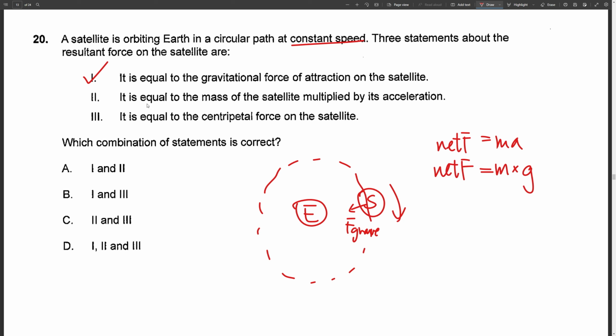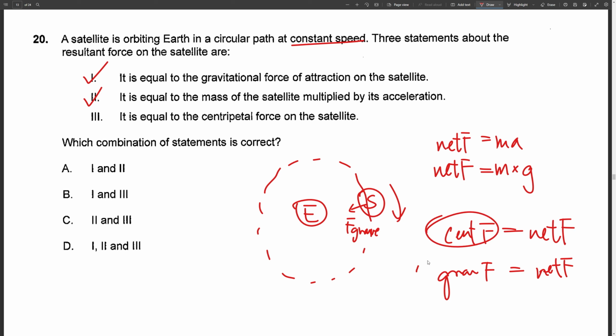The second statement is correct. Lastly, option 3, the centripetal force is provided by the net force. The net force in this case is the gravitational force. Therefore, centripetal force is equal to the net force. Meanwhile, gravitational force is equal to the net force. In other words, centripetal force and net force are equivalent. Option 3 is correct as well. We pick D here.